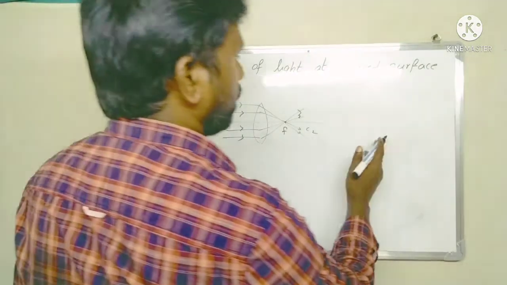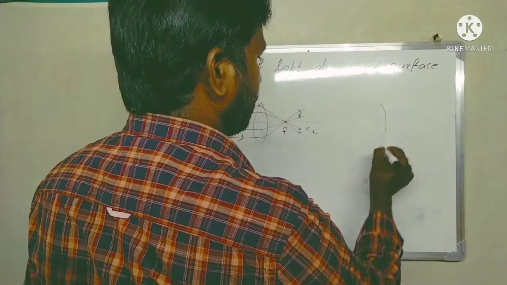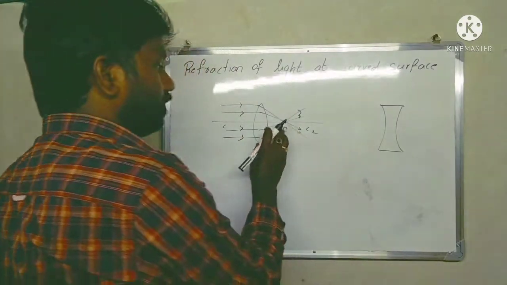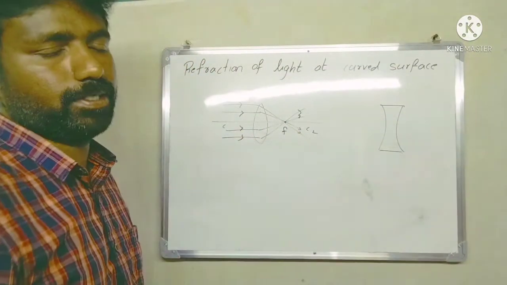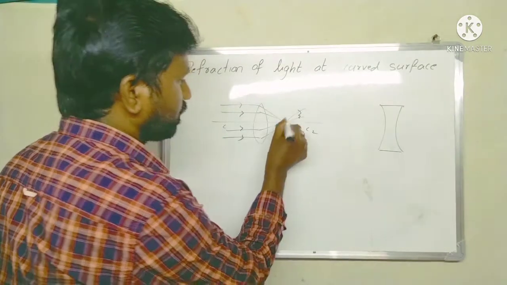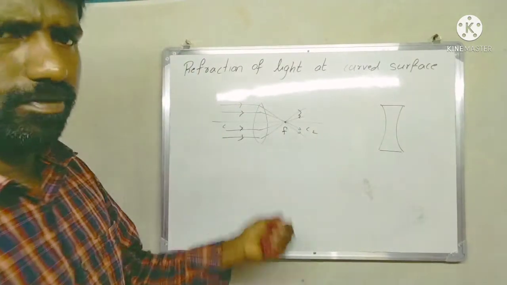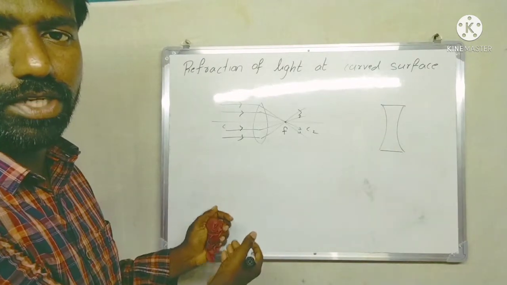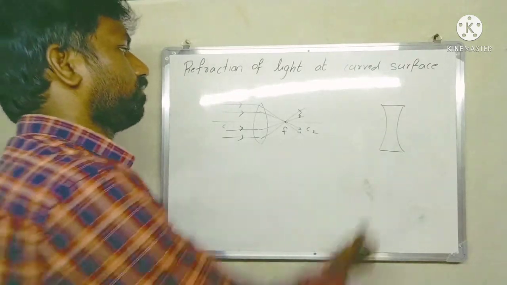We'll see for the concave lens. Because of this, we can call the convex lens a converging lens. All the refracted rays are converging at this point, which is nothing but the focus. So another name for the convex lens is converging lens. What about the concave lens? We'll see.